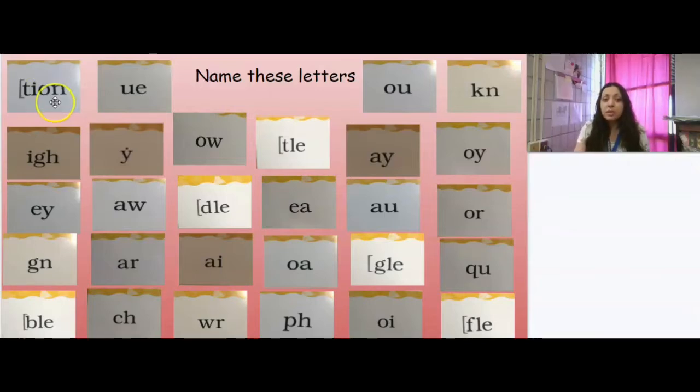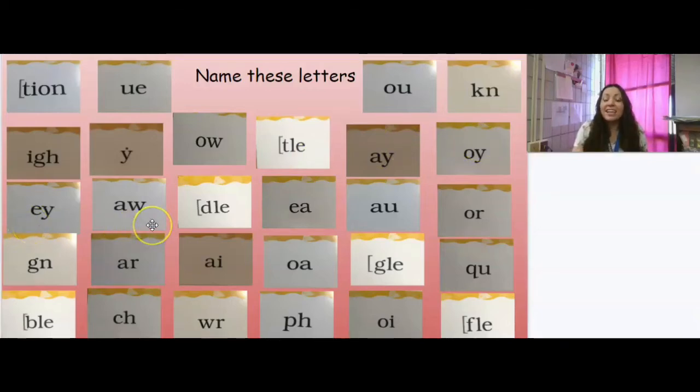Are you ready? So we have final syllable T-I-O-N, and we have digraph U-E, diphthong O-U. Remember what we say for this one? This is new. We say ghost digraph K-N. Then we have trigraph I-G-H. Then vowel Y, digraph or diphthong O-W. Final syllable T-L-E. Digraph A-Y, diphthong O-Y.